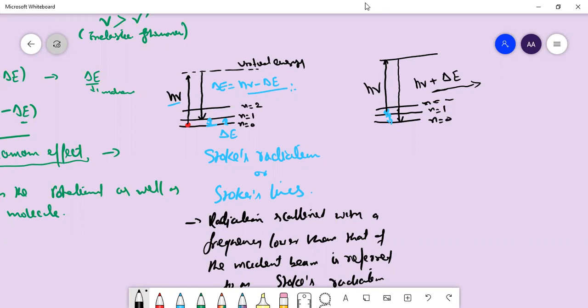So this scattered line in which the frequency or the energy of the scattered line is higher than our incident radiation is known as anti-Stokes line. So these lines or this radiation is anti-Stokes radiation or anti-Stokes line. So how can we explain this anti-Stokes line?